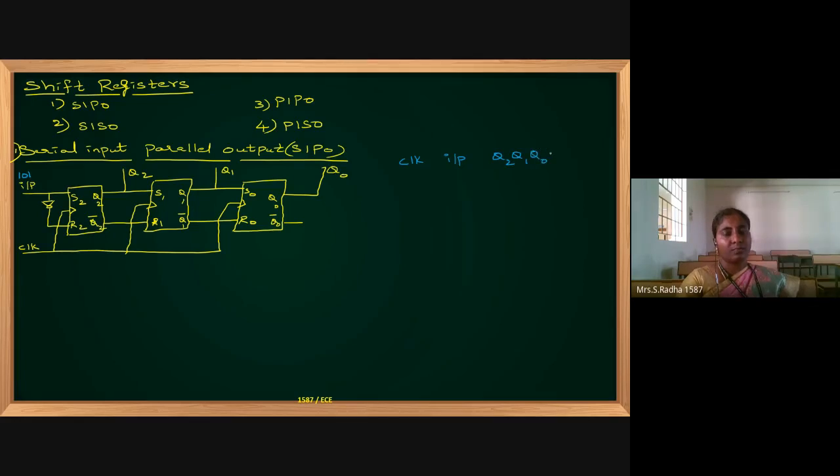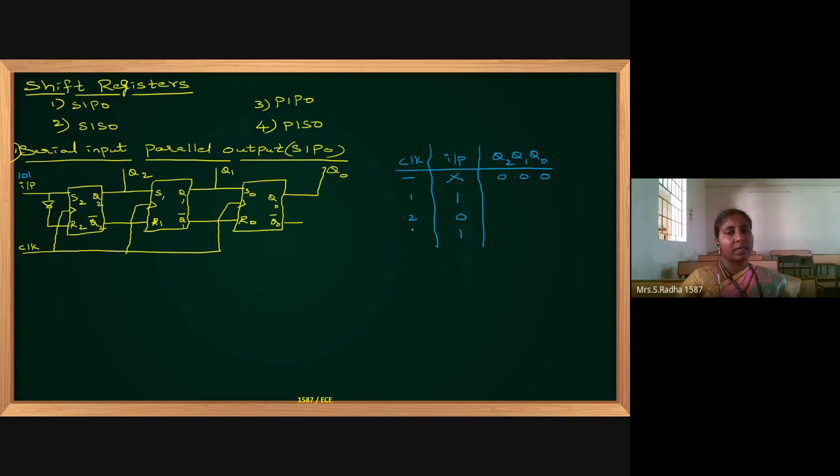Q0 is the final bit at the other end. When clock is not given, 101 is ready, but only first bit will go inside. Initially, let me assume all the flip-flop outputs are 0. Now, when I am providing input, nothing goes inside when clock is not applied. So slowly 101 should be supplied.